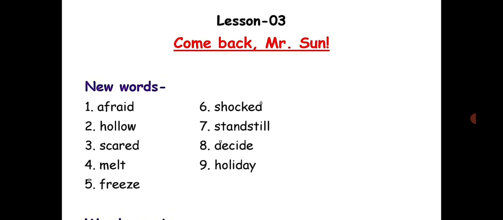Then fourth one is melt. Melt means to make something change from a solid to a liquid by means of heat. Fifth one is freeze. It means to become hard, often change into ice due to extreme cold. Sixth word is shocked. Shocked means surprised or upset when something unexpected or unusual happens.